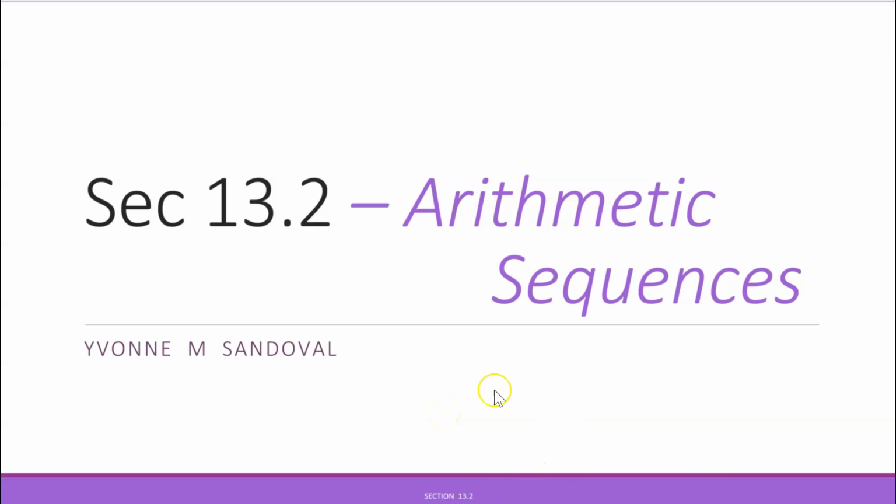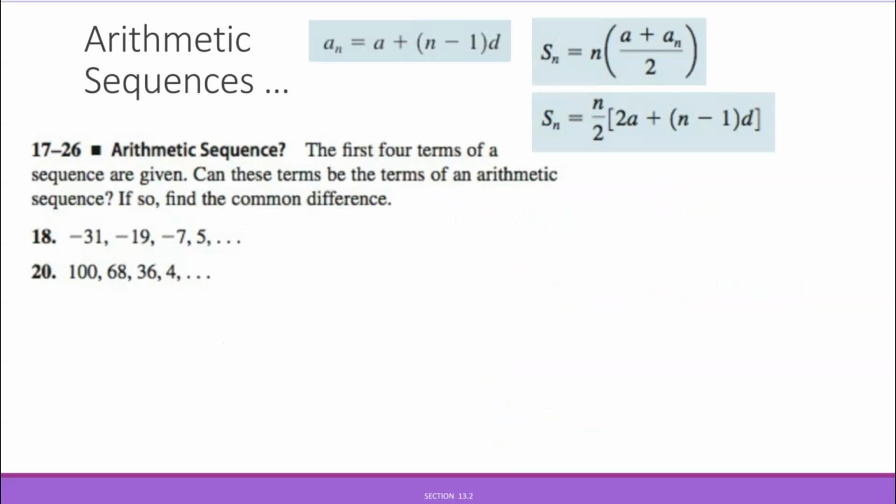Arithmetic sequences, part 2. The first 4 terms of a sequence are given. Can these terms be the terms of an arithmetic sequence? If so, find the common difference.